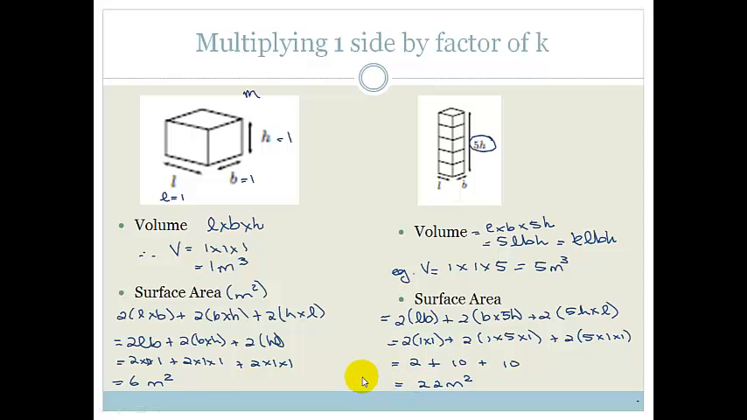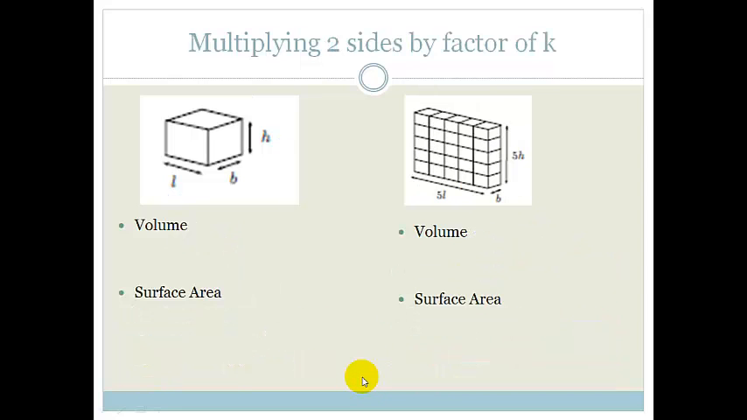Okay, let's look at what happens if we now multiply two sides by a factor of k. So in this case, we've got, again, the volume of this is lbh, which is going to be 1 cubic meter if I let everything equal 1.